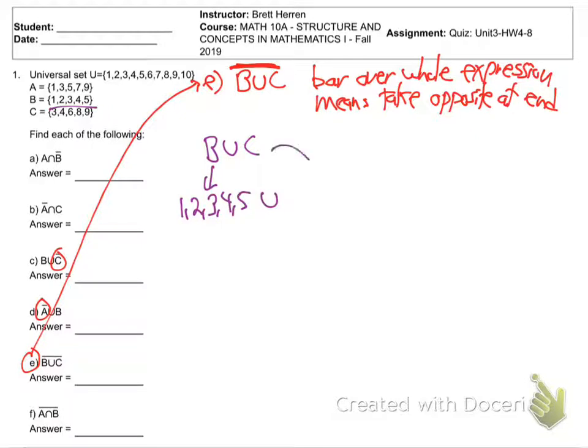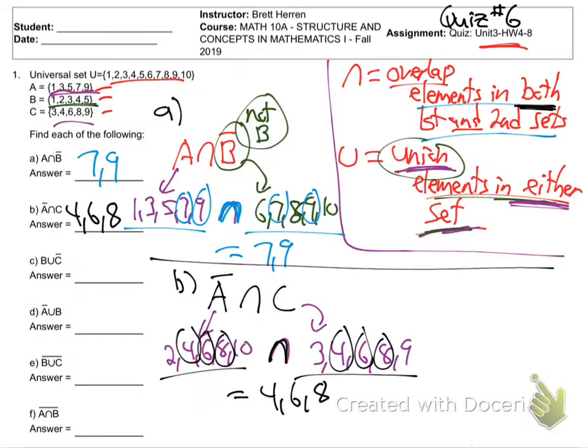United with C. What's C? 3, 4, 6, 8, 9. So I'm supposed to unite those. And what does U mean? Unite means elements in either set.